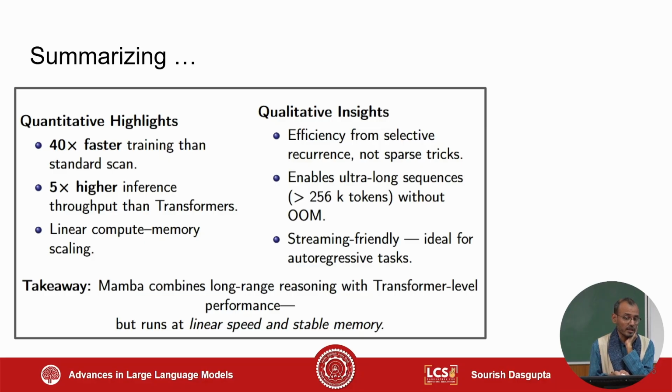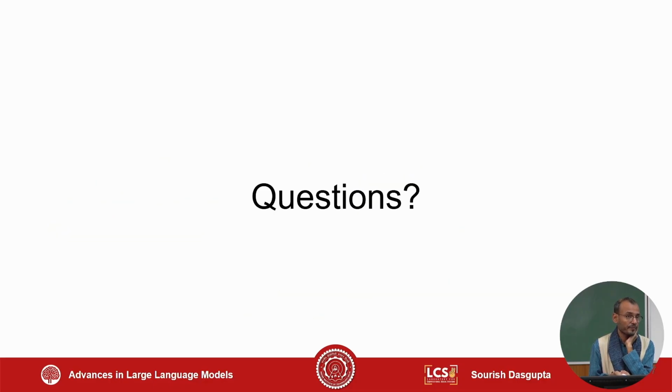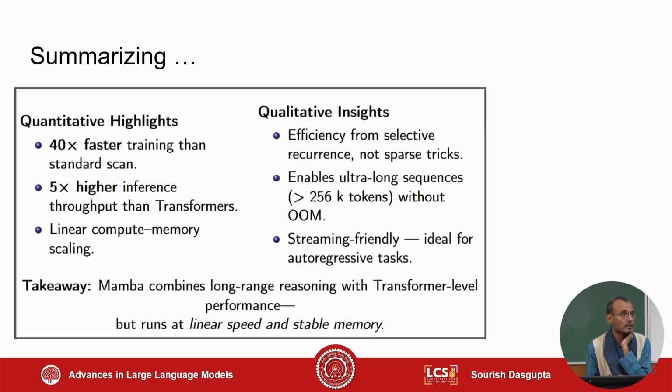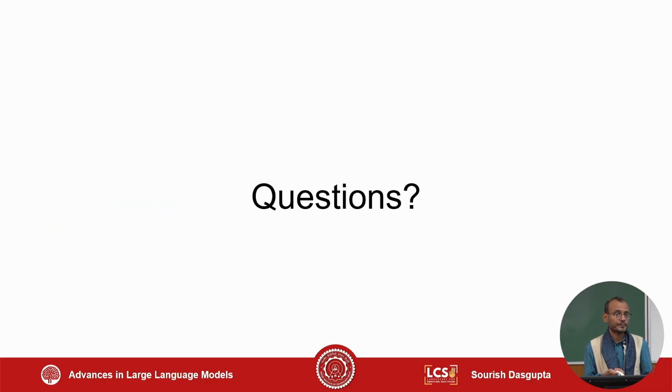It's streaming friendly, ideal for autoregressive tasks, and so overall Mamba combines long range reasoning with transformer level performance, but it runs at linear speed and stable memory. Okay, so that's the deal. Any questions?